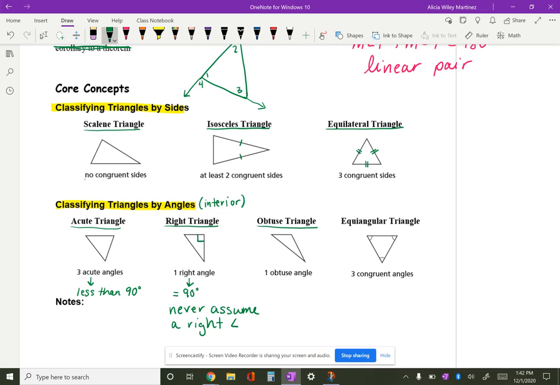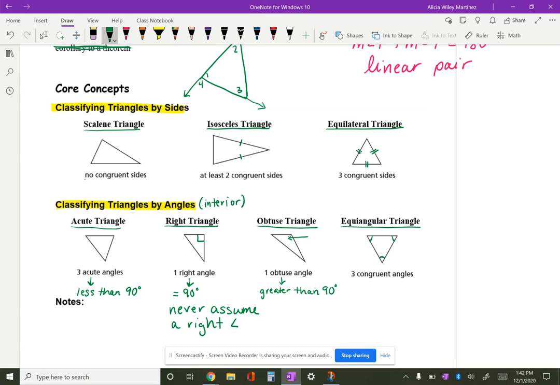An obtuse triangle is going to have one angle that's obtuse. You can see that right here, that's going to be your obtuse angle. An obtuse angle means that it's greater than 90. Okay. And then we have an equilateral triangle. An equilateral triangle means that all three angles are congruent, and they have those arc marks there to show you that they are congruent.